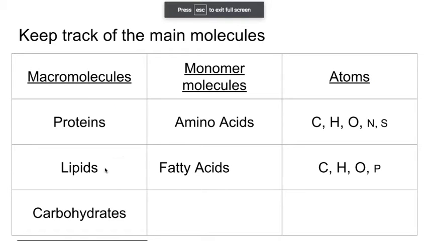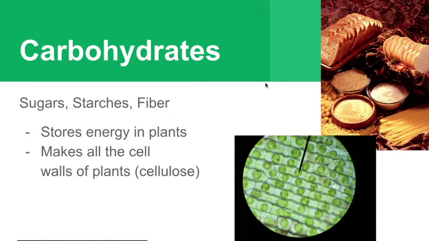So the macromolecule lipids are made up of fatty acids, and fatty acids are made up of the atoms carbon, hydrogen, oxygen, and a little bit of phosphorus. Next up are carbohydrates. Carbohydrates are all the sugars, starches, and fibers that are inside of either plants or animals. Animals are made up of mostly fat and protein. Plants are made up primarily of carbohydrates and fats.